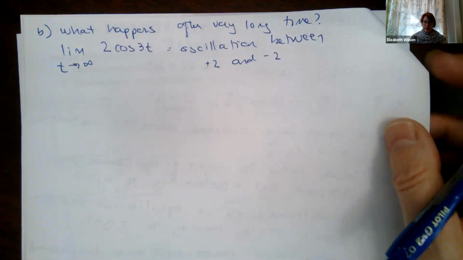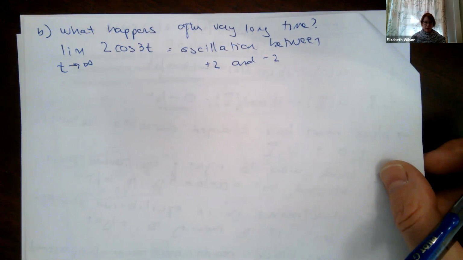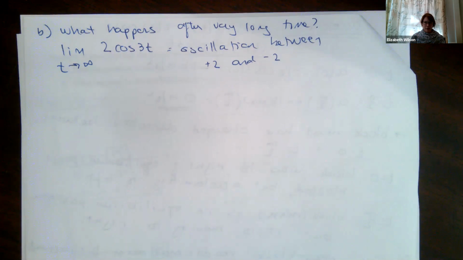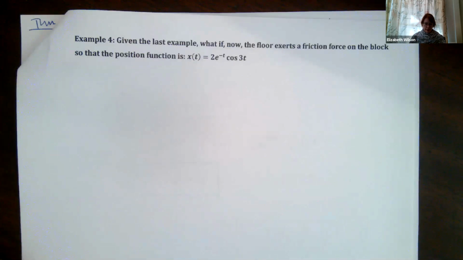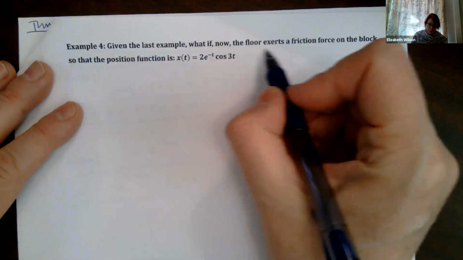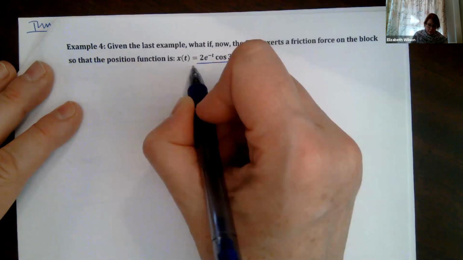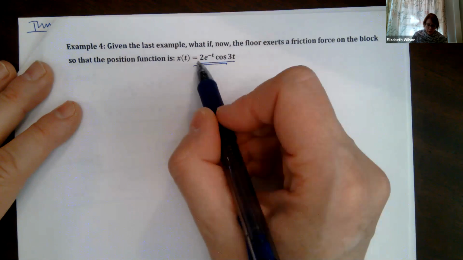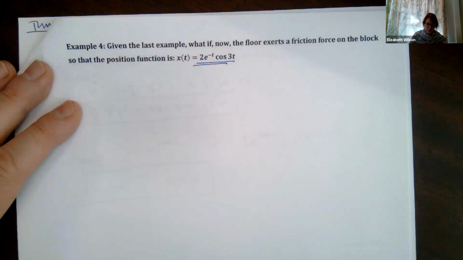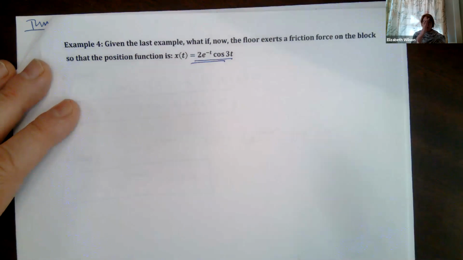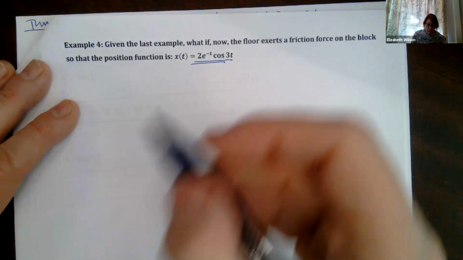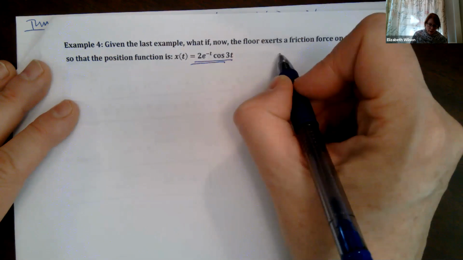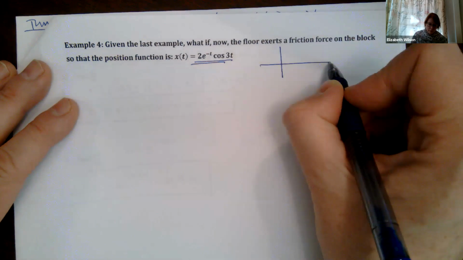Which is our next example. Example 4 says we're going to add a friction element to this. So let's add some friction. So the floor, we've got this 2, I'm taking the 2 part and attaching it to the e to the minus t. So cosine of 3t now is our oscillatory position, and then 2e to the minus t basically tells us the friction.